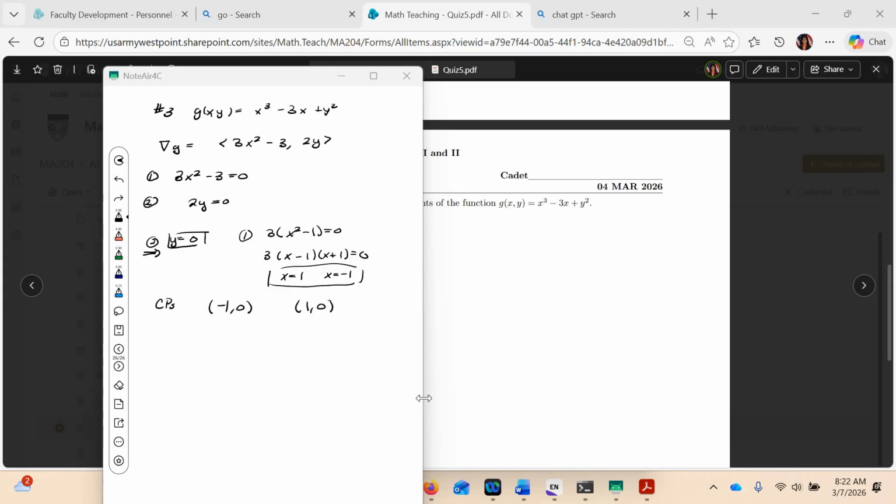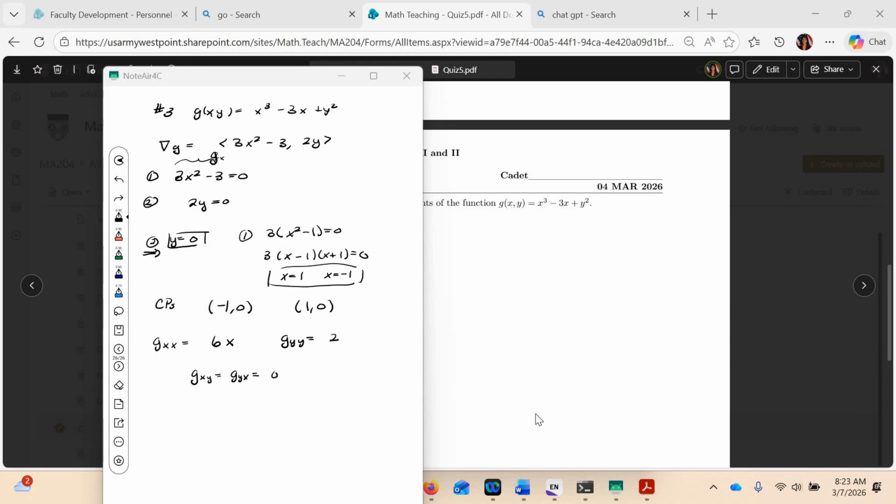Next step, you take the second derivatives. So gxx is going to be, this was gx right here, 3 times 2x, 6x. That's the second derivative. Gyy is equal to 2. And the mixed partials, which are the same, are equal to 0. Let me see if I have that correct. Yes, it's 0, because they're independent of each other.